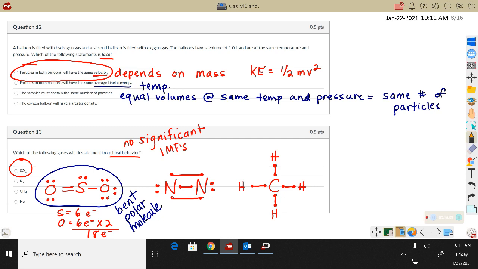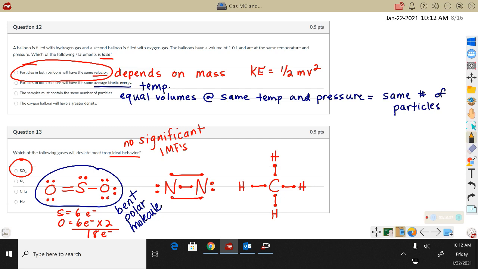So if I sketch most of them, I didn't sketch the helium, and I had to play around with the SO2 a little bit and try out a few different types of bonds before I got 18 total electrons. Then I found that the nitrogen and the CH4 are totally nonpolar. And if they're nonpolar, they're just going to have weak London dispersion forces. And if they have weaker intermolecular forces, they're more likely to be ideal.